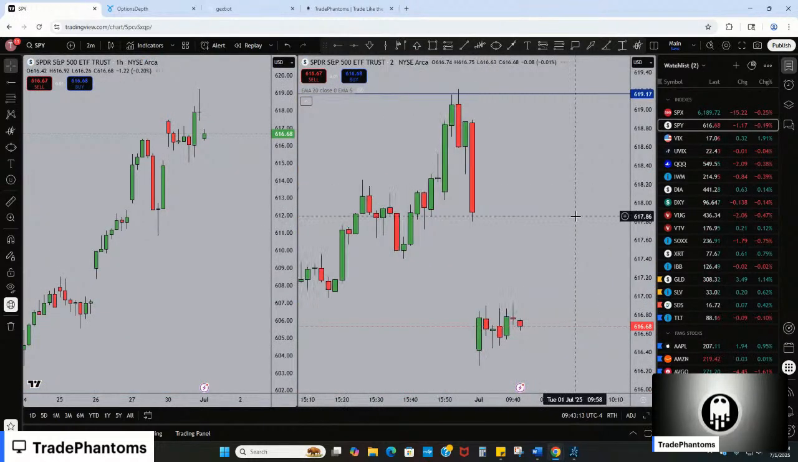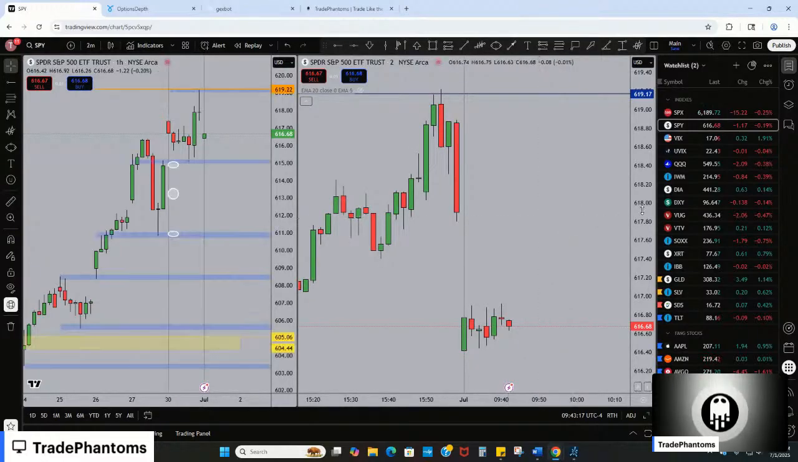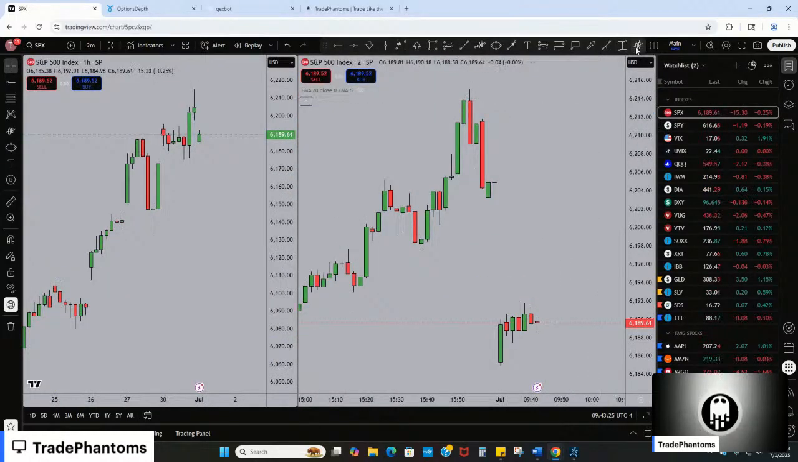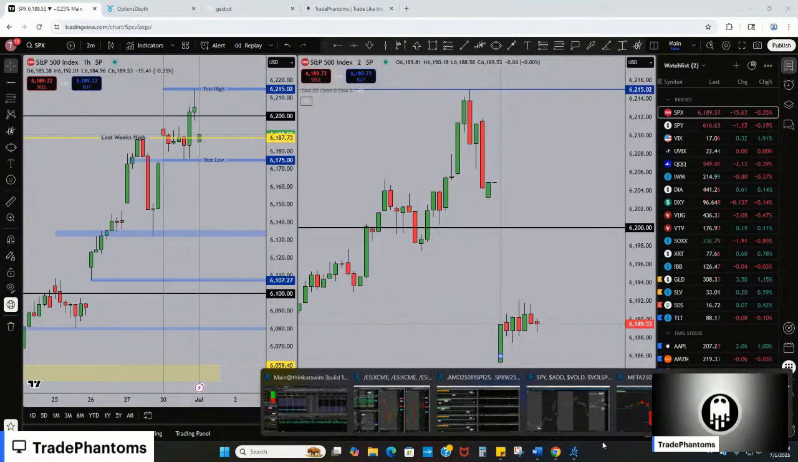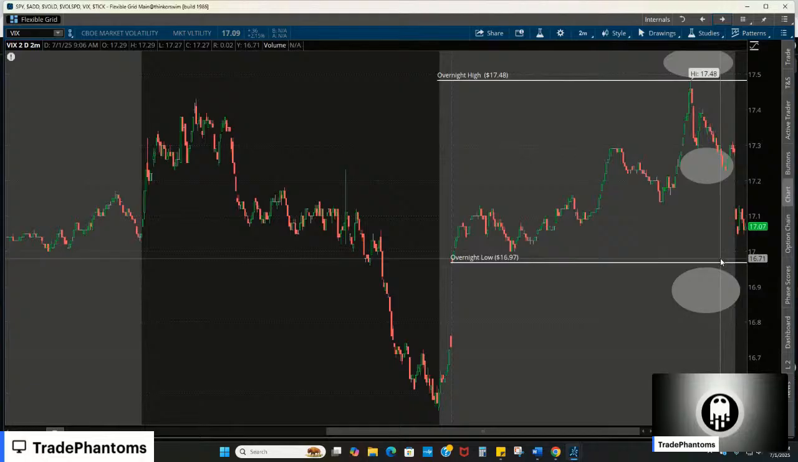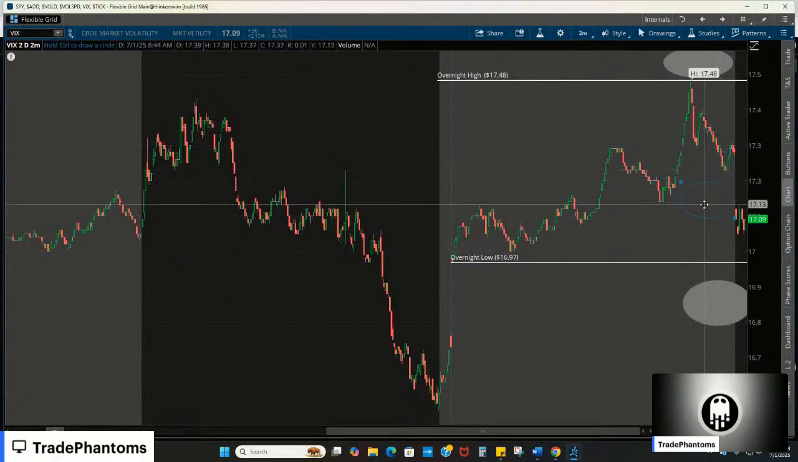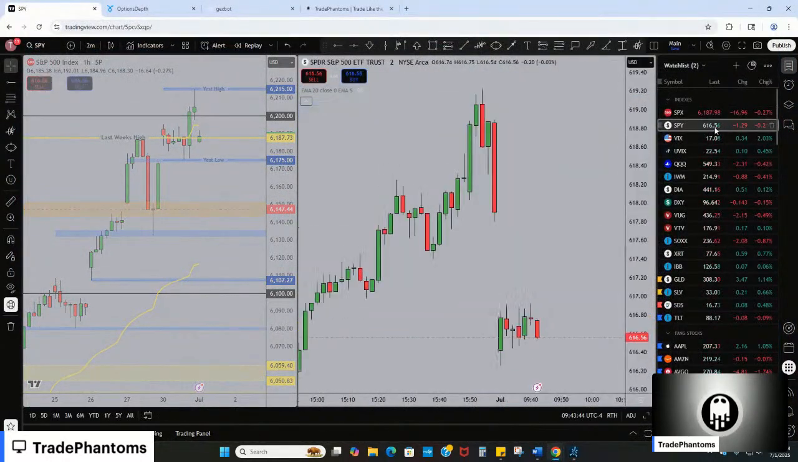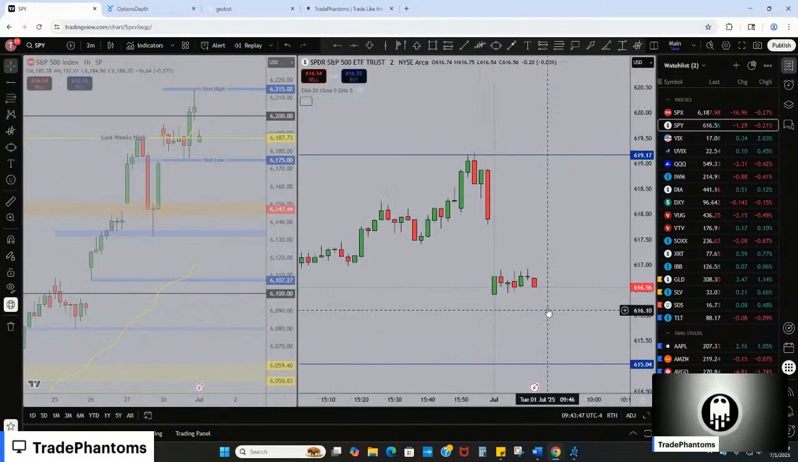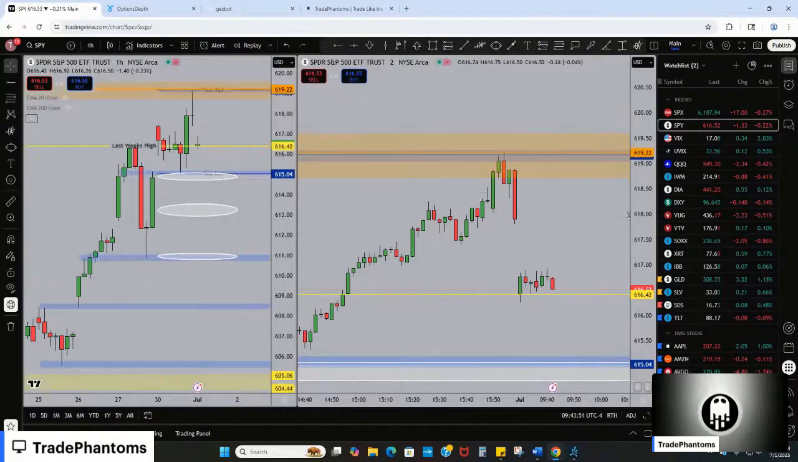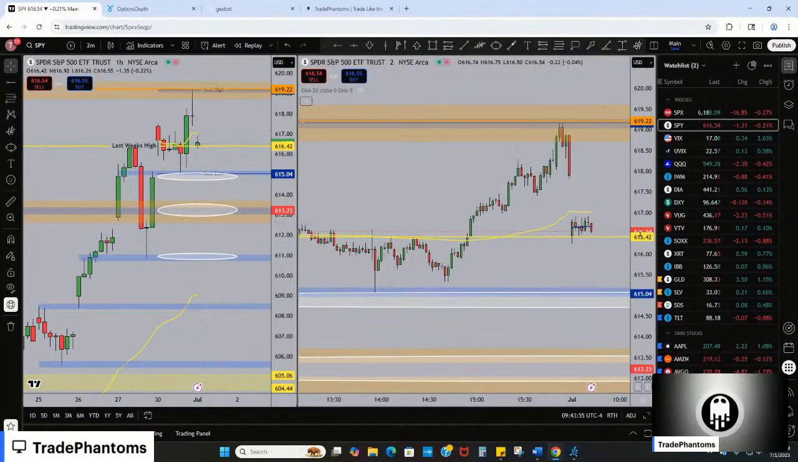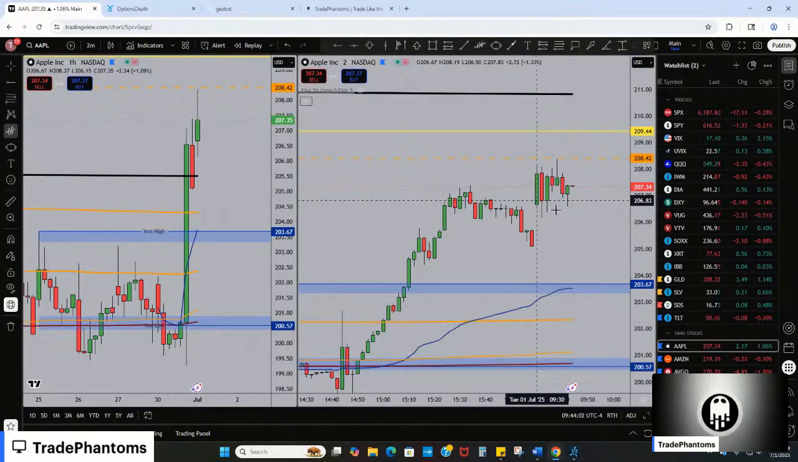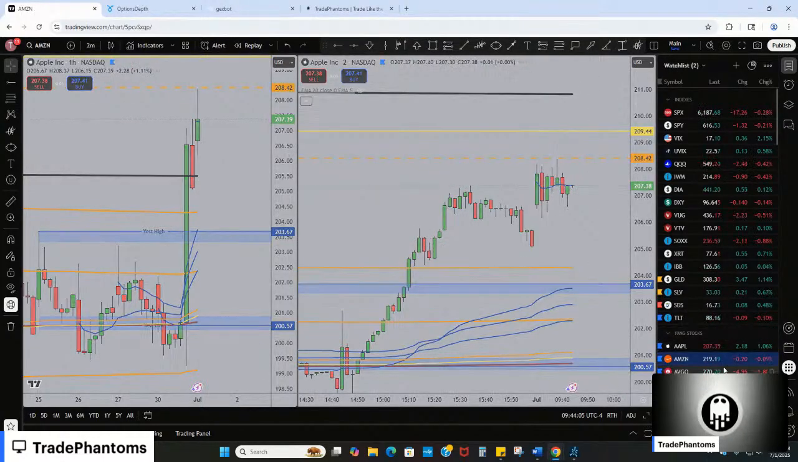Let's see. Nice, AMD down, lower. New low on AMD. Palantir lower.